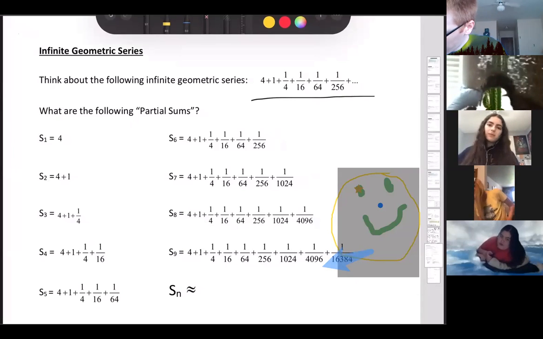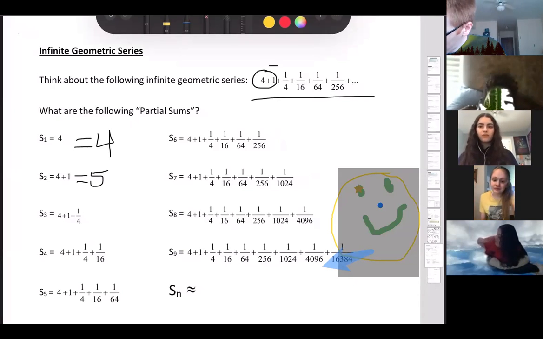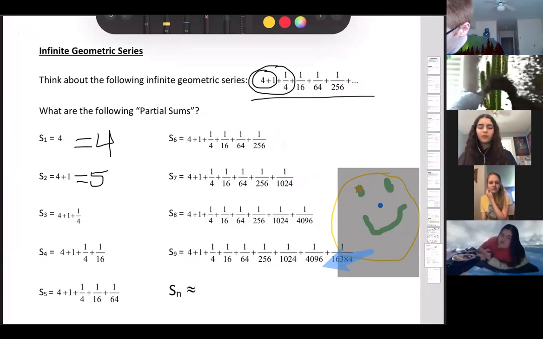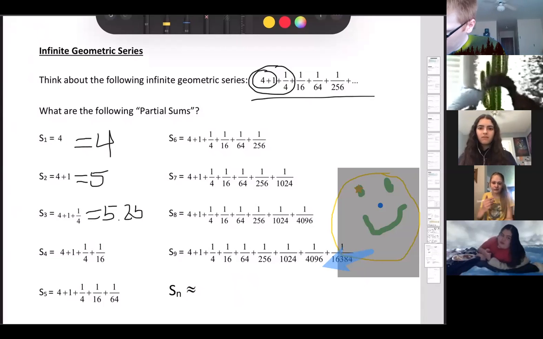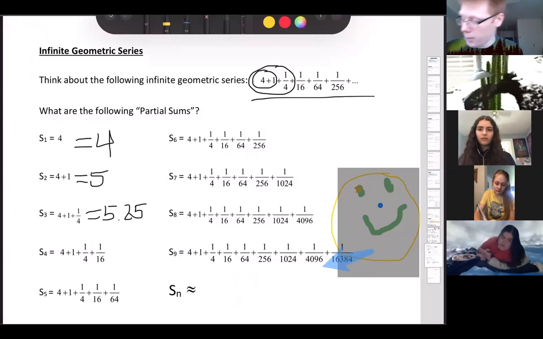If you add the first 2 terms, you get 5, right? Yeah. You take the first 3 terms, you get 4 plus 1 plus 1/4, which is 5.25. I'm not going to have you do all these by hand. I have an answer key here. But if you kept plugging these in your calculator, I'm just going to write what they equal.